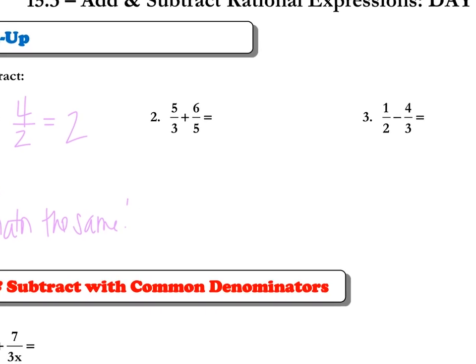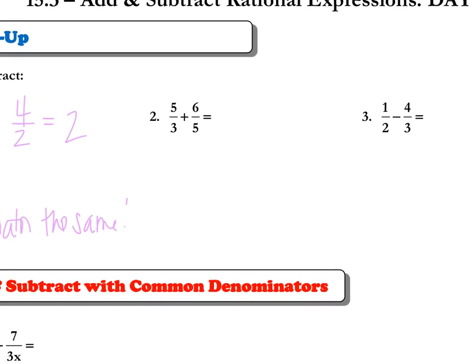All right, so if you look at example 2, we do not have a common denominator here, so we have to do some preliminary work. One way to find the least common denominator is to start listing out multiples and see which one they share in common first. So 5, 10, 15. So 15 is going to be our least common denominator.